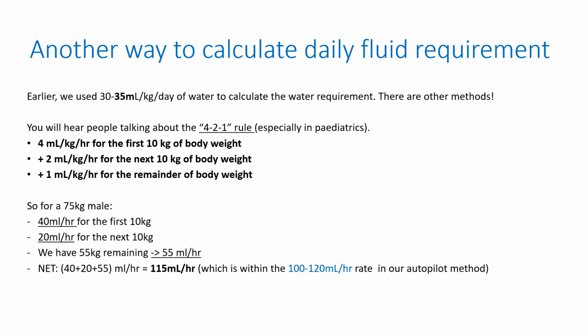So if you take a 75 kilogram male, for your first 10 kilograms, you get 40 mL. For your next 10 kilograms, you get 20 mL. And then for the remaining 55 kilograms, you have 55 mL an hour. And if you add 40, 20, and 55, you get 115 mL an hour. And note that this is close to the 100 to 120 mL an hour rate in our autopilot method. So it gives you pretty much the standard calculation.